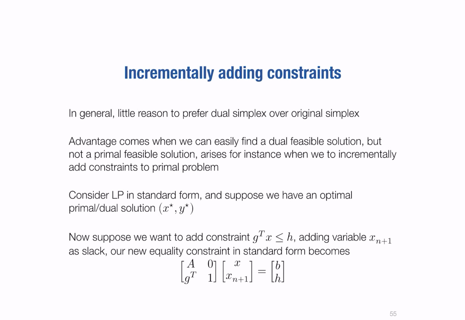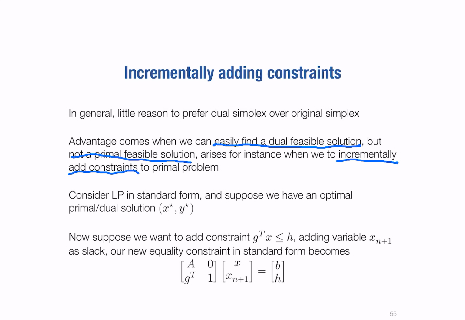So in general, there actually is no reason that you want to use it. There's no real reason to prefer the dual simplex over the original simplex. Where the advantage comes is when we can easily find a dual feasible solution, but not a primal feasible solution. And importantly, this arises very often in cases where we want to incrementally add constraints to a problem. Okay, so let me talk about what I mean by this.